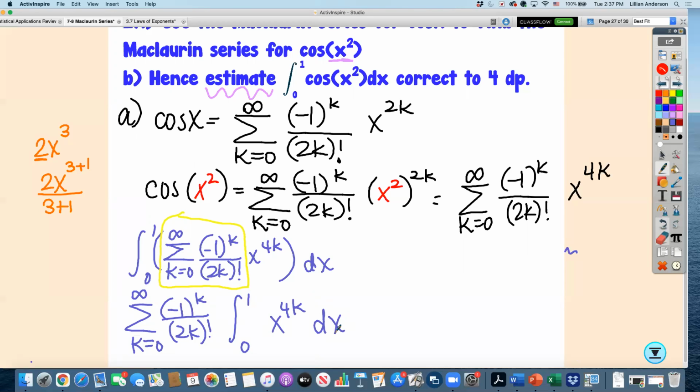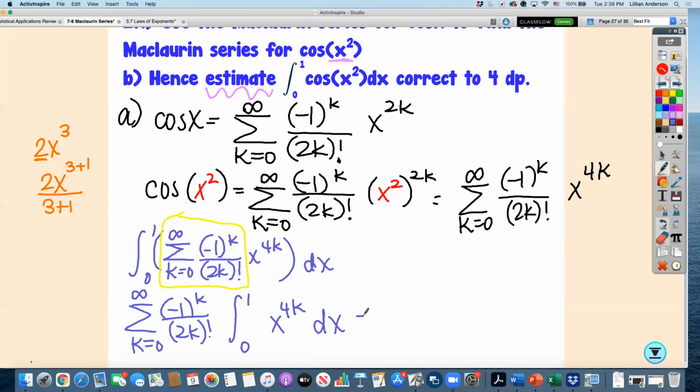So I pulled out the coefficient for this particular series, and now I'm just left with the integral from 0 to 1 of x to the 4k dx. The coefficient is going to get multiplied by the new denominator and everything after I take the antiderivative. So now I need to take the antiderivative of x to the 4k. What's the antiderivative of x to the 4k? Well, 1 over 4k plus 1, x to the 4k plus 1.